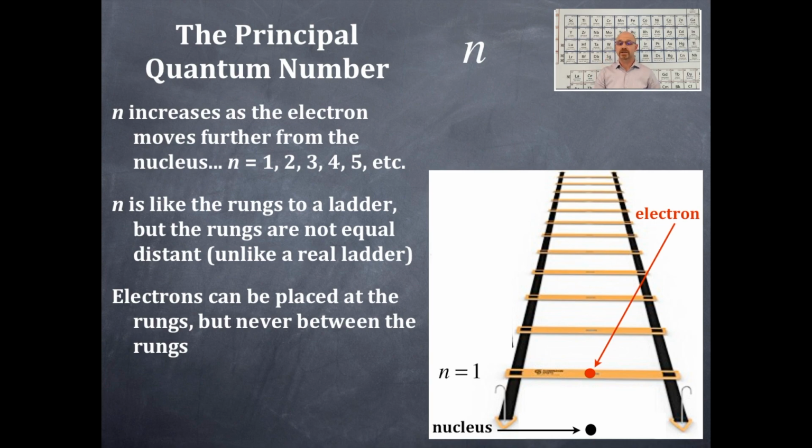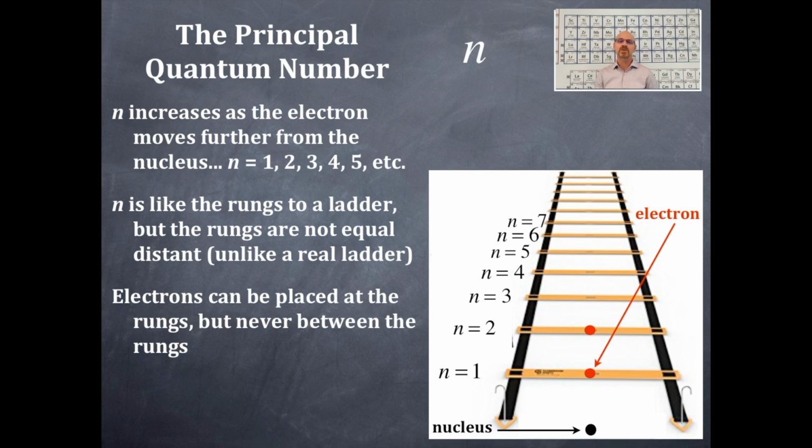N equals 1, so you can place an electron in N equals 1. That's the first energy level. It is closest to the nucleus. As N increases, then the electron will move farther from the nucleus. That's N equals 2, N equals 3, N equals 4, N equals 5, N equals 6, N equals 7, all the way up to infinity. But for our periodic table that we currently have, N equals 7 would be a good high N number.